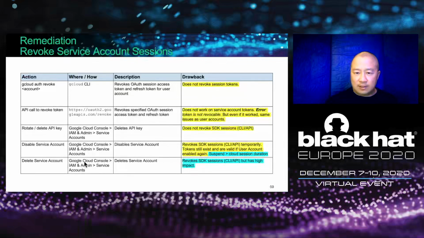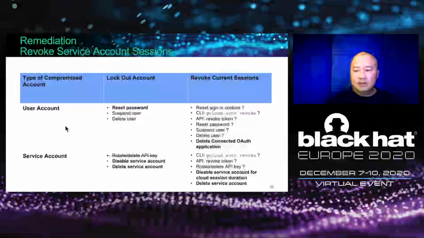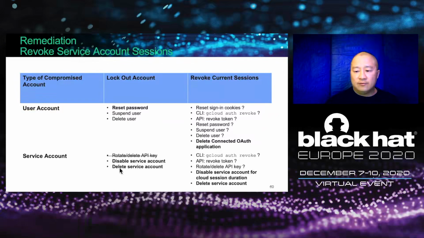How about deleting service account? It works just like deleting a user account. It just has high impact. So the bottom line is the best option depends on you. Can you recover from a disabled service account versus a deleted service account reliably and quickly? Which one gives you the fastest path to availability, knowing that service accounts may be widely used by compute instances?